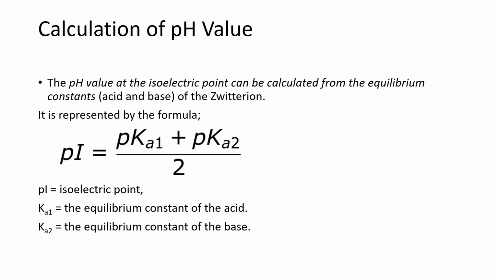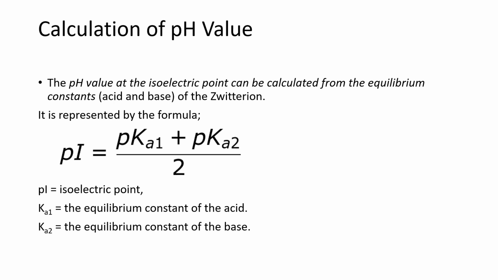How do you calculate the pH value? The pH value at the isoelectric point can be calculated from the equilibrium constants of the acid and base of the zwitterion. So pI is equal to pKa1 plus pKa2 divided by 2. pI is the isoelectric point, the equilibrium constant of acid plus the equilibrium constant of base, divided by 2. You will be asked about it.